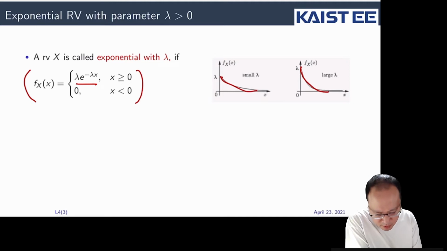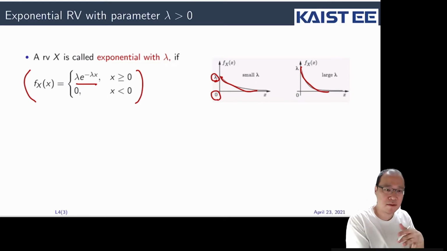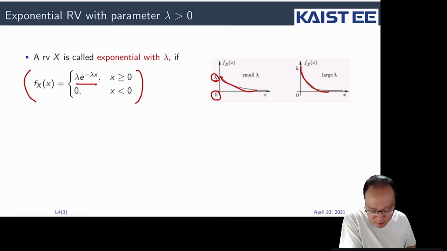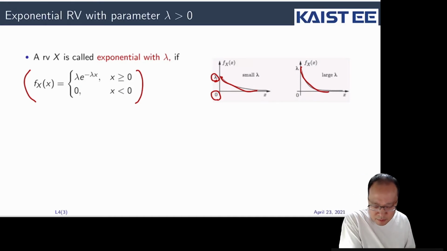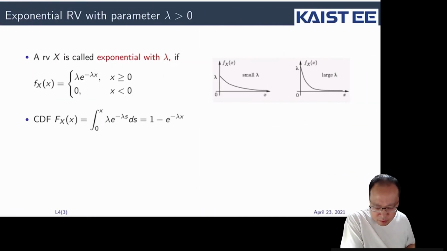When x is 0, the value of the PDF is lambda, but its decaying pattern is more aggressive or less aggressive because of this lambda parameter. Anyway, this is an exponential random variable.